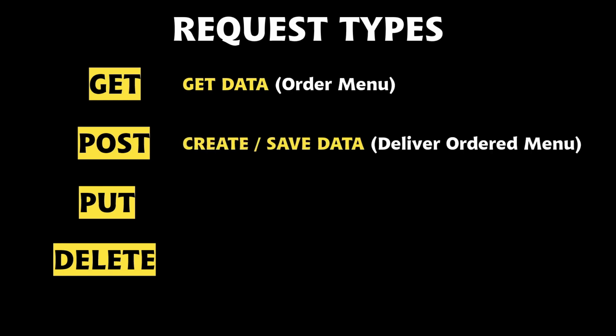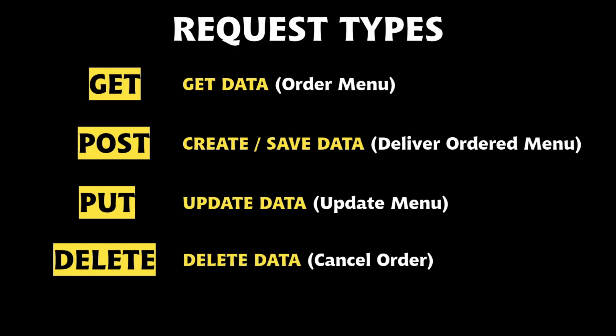Post request is to create or save data, that is, the delivered order, which is done by the cook via the API. What is put? It is just to update data. So let's say you don't want only pizza, you also want Coke, then you can update it accordingly. And delete data is just to cancel the order, so you don't want your pizza anymore.